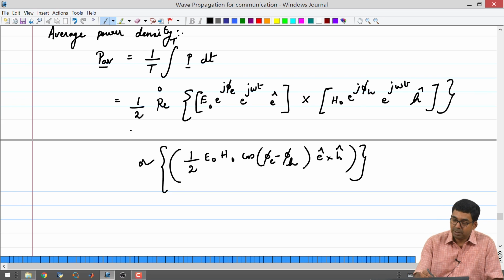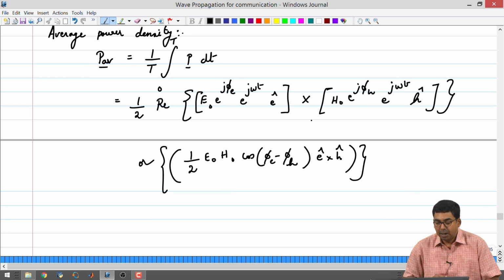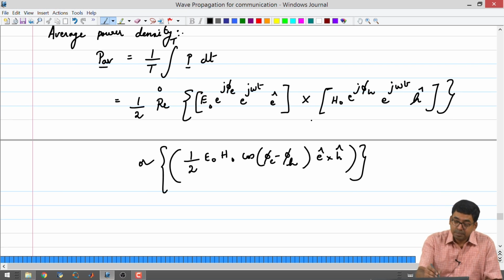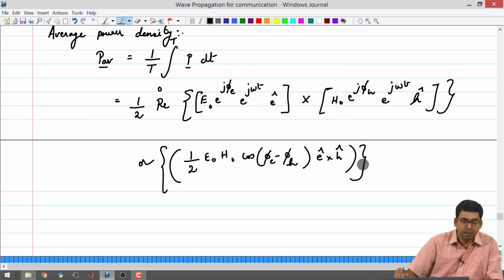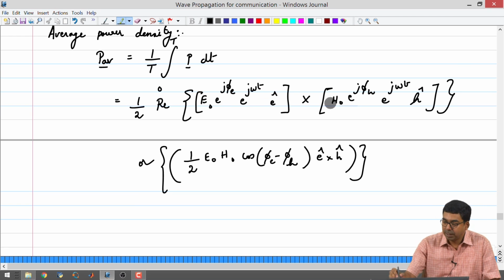Now, if you look at the first expression that I have written, there is a small problem with that expression. This expression is what we already got, so we cannot doubt that. One of the things I notice here is that if I take this cross product, I will never get phi e minus phi h. Which tells you that there is something else going on.